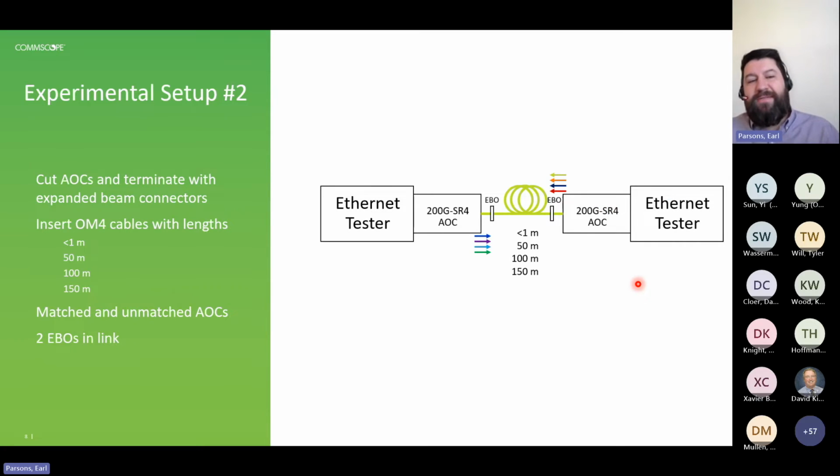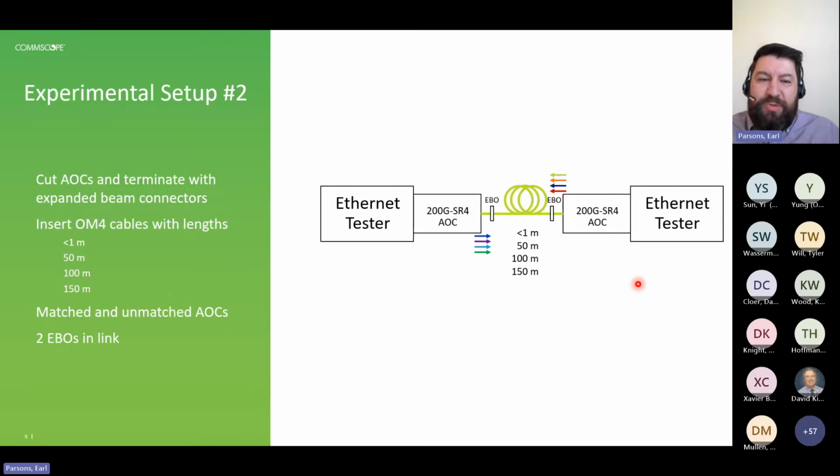We tested 4 different lengths of OM4. We had one that was less than a meter, 50 meters, 100, and 150. So again, with these AI clusters, the maximum limit we'd see would be about 100 meters. We want to go a little bit further to try to stress the system.